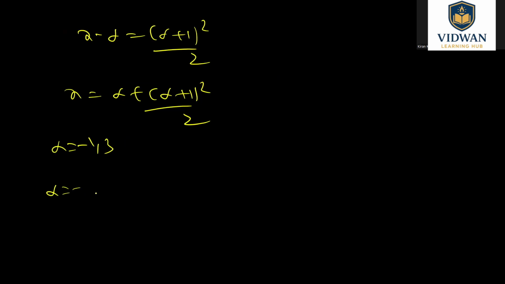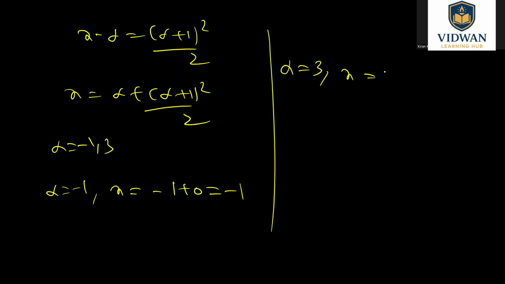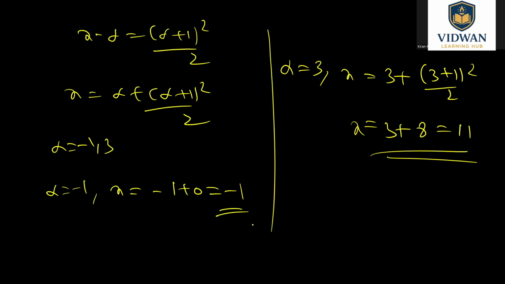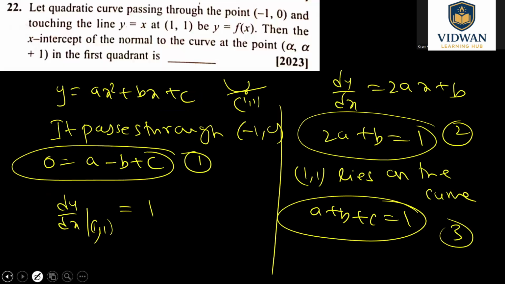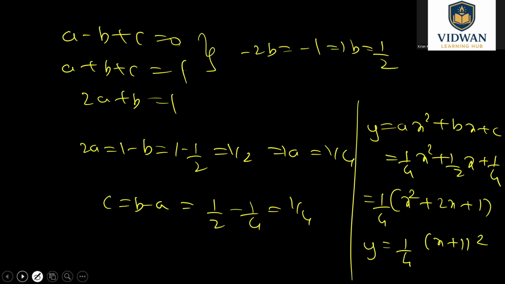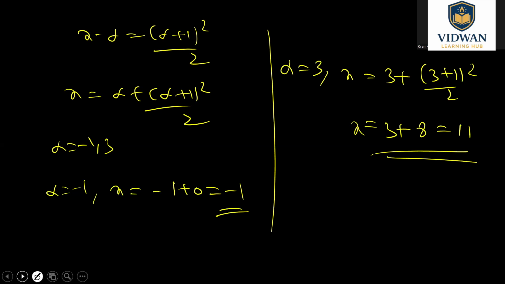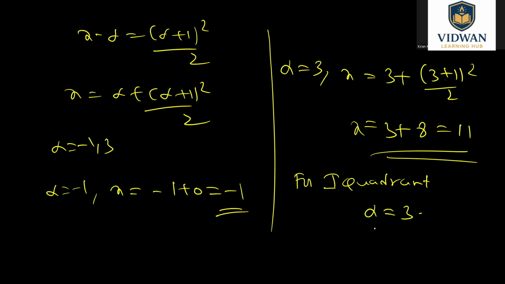Now when alpha equal to minus 1, what is the x-intercept? Minus 1 plus 0. And if alpha is 3, what is the x-intercept? 3 plus (3 plus 1) whole square by 2. So that is 3 plus 8, so 11. So this is one answer. This is one more answer. If you just go back, they said first quadrant. So first quadrant means what should be the point to be chosen? For first quadrant, we'll take alpha as 3 only. So the x-intercept will be 11.